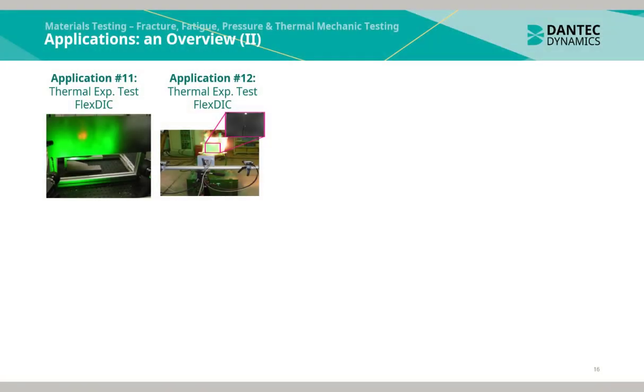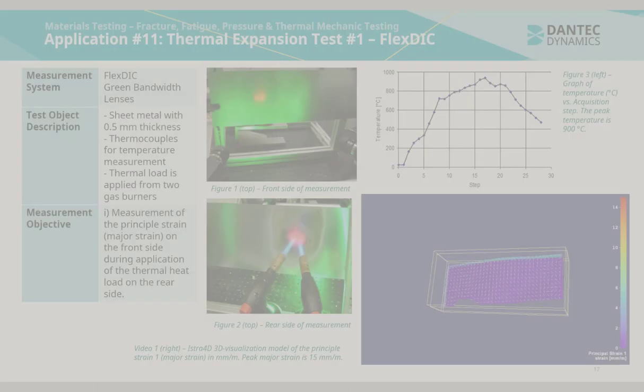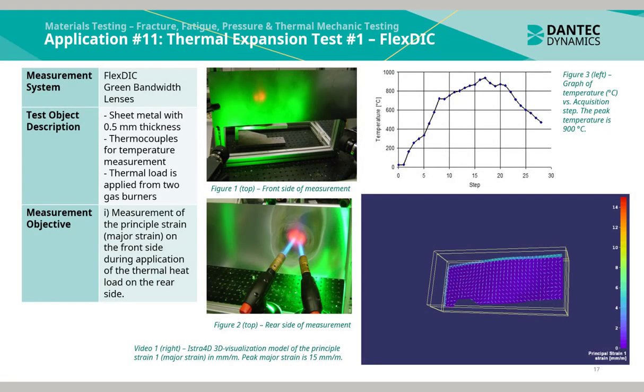Here is an overview of applications 11 and 12 performed of thermal expansion testing, measured both using the FlexDIC system. Application 11 was a thermal expansion test completed using the FlexDIC system and using green bandwidth lenses. A thermal load was applied to a sheet metal with 0.5 mm in thickness by using 2 gas burners as pictured in Figure 2.